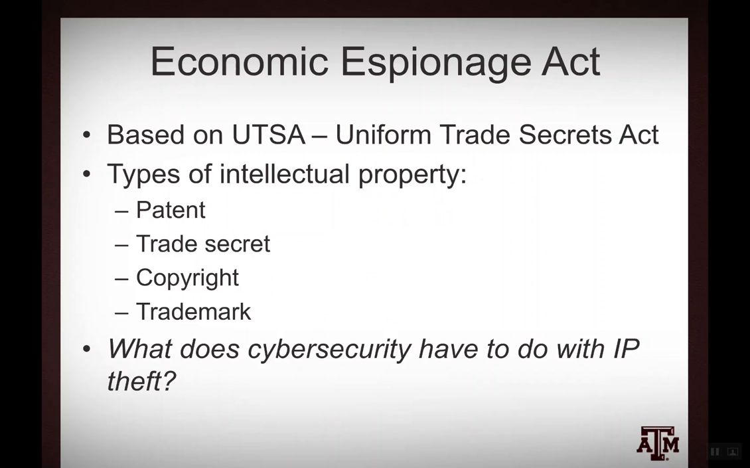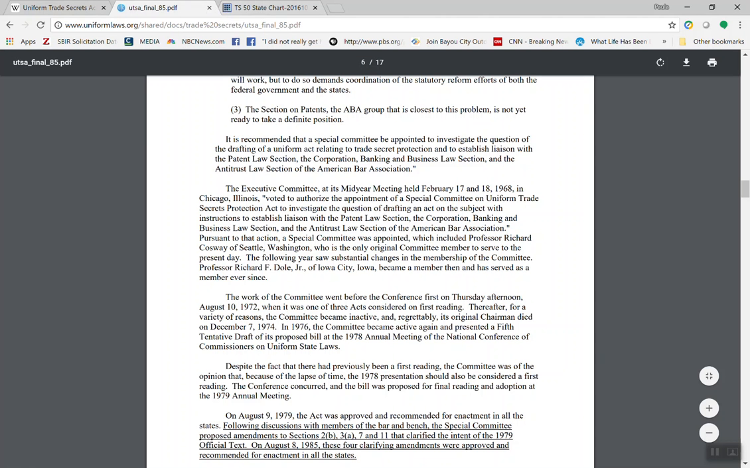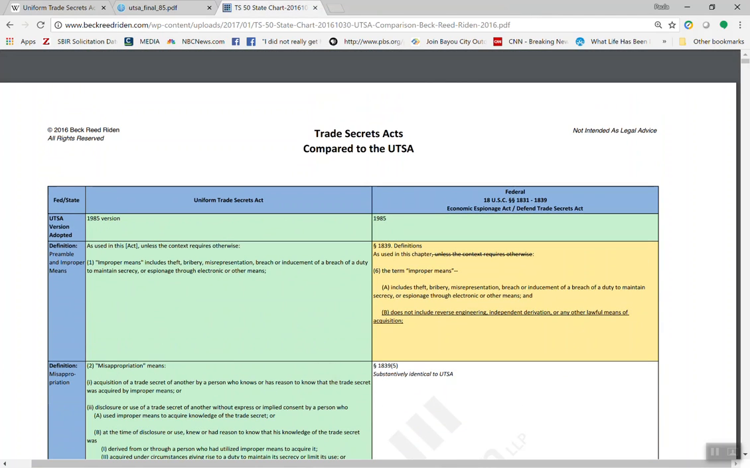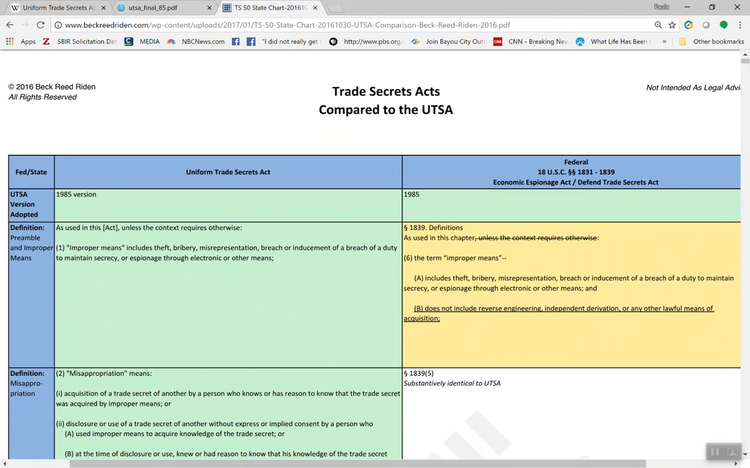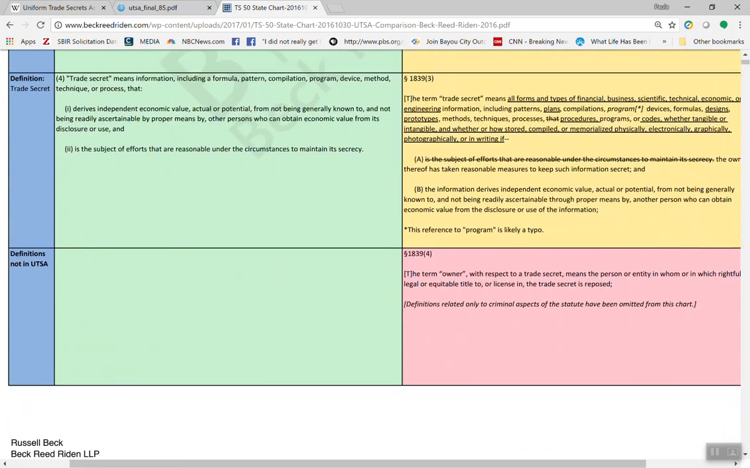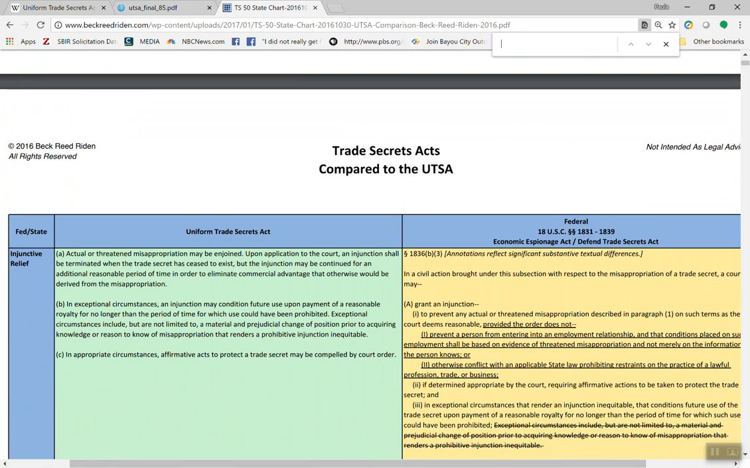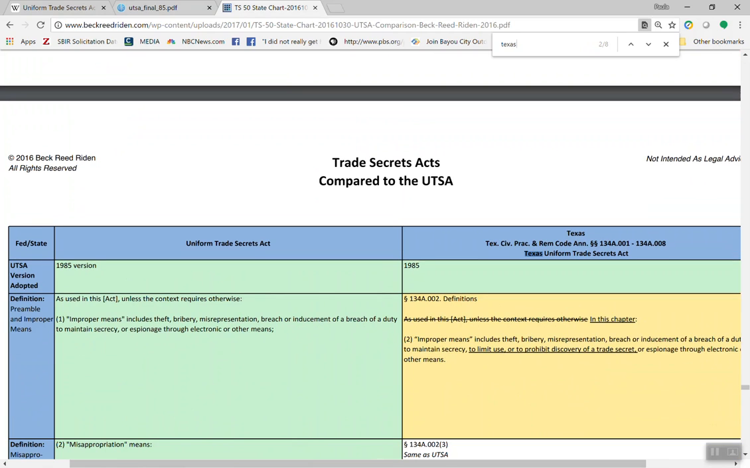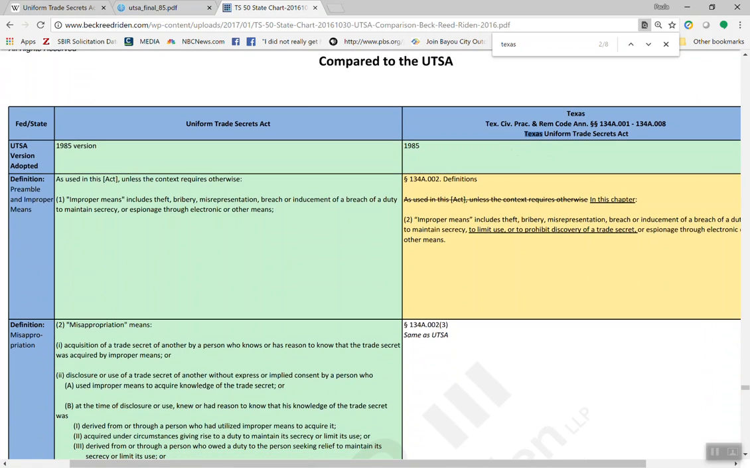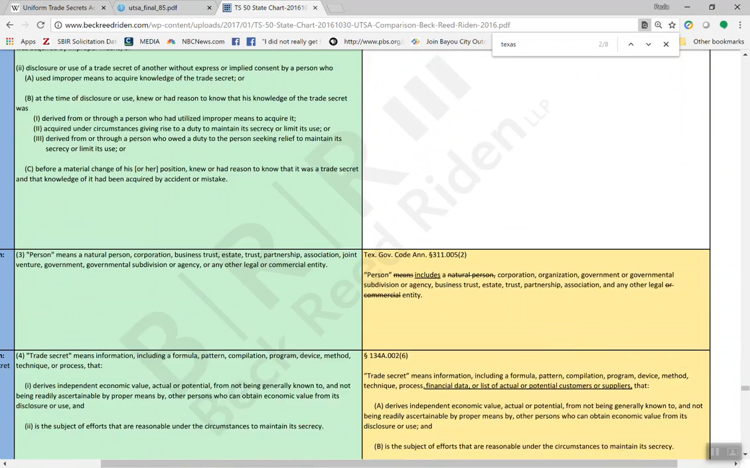So how did that work with the states? Well, there is another document, a couple hundred pages, that is nothing but a summary of Trade Secrets Acts defined by state law and federal law and how they compare with the UTSA. It's a long document. Let's see if we can find Texas on this. Here's the Texas law, the Texas Civil Practice and Remedies Code. Here is what the UTSA said in the 1985 version, but here's how Texas implemented it.